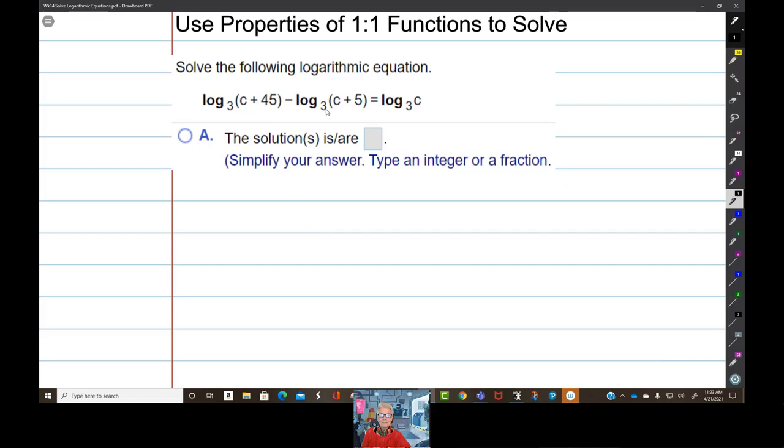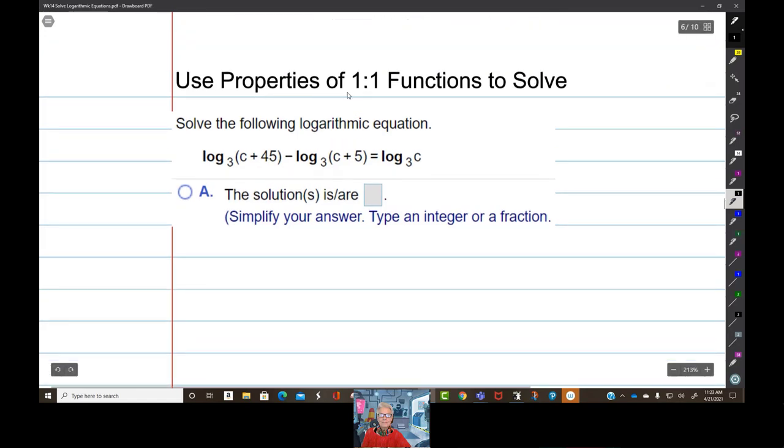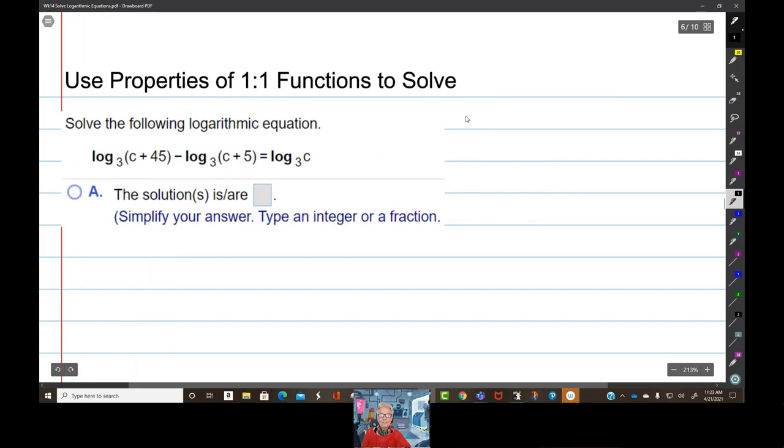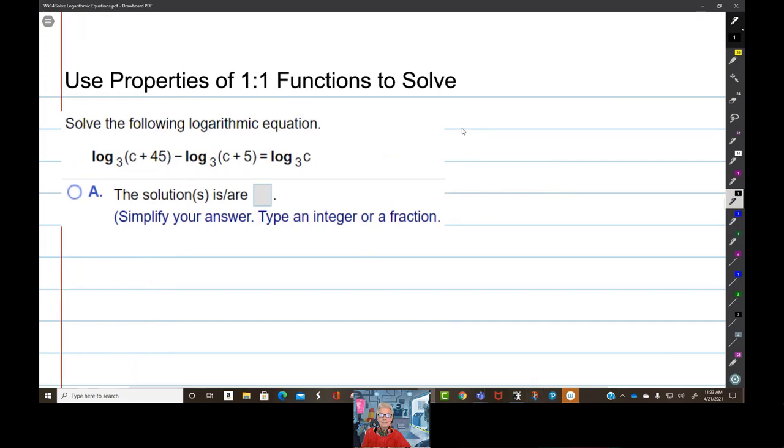Now we have 3 domains because look at this. We have logs on the left and logs on the right. We have logs everywhere. You can't use the definition of a logarithm. Instead, we're going to use what's called the properties of a one-to-one function. Yep, that's what it's called. And I'll show it to you in a minute. But let's check out our domains. Or actually our domain.